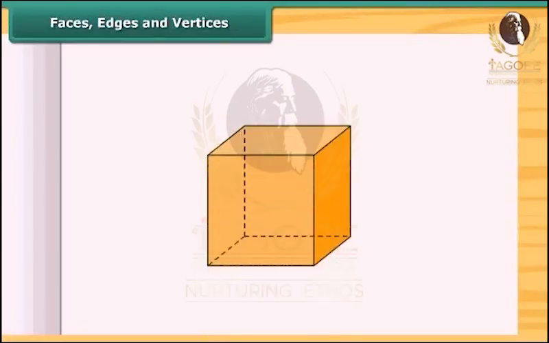Look at this cube. This is the face of the cube. This is the edge of the cube and this is the vertex of the cube. An edge is a line segment where the faces meet and the vertices are the points where the edges meet.